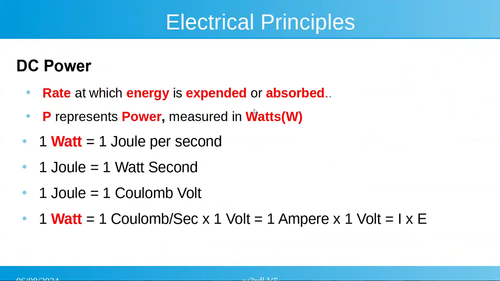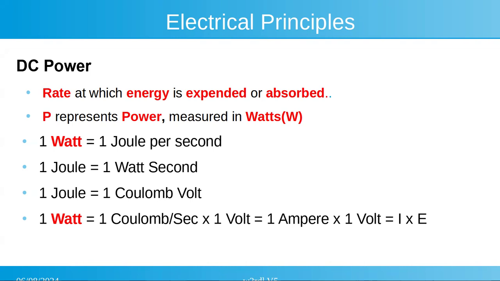Okay, so now we'll talk about power. It's defined as the rate at which energy is expended or absorbed. Energy is never destroyed; it just gets converted from one form to another. We use P to represent power, and we measure it in watts, named after James Watt, the steam engine guy. He invented a lot of stuff, and it mostly dealt with power things.